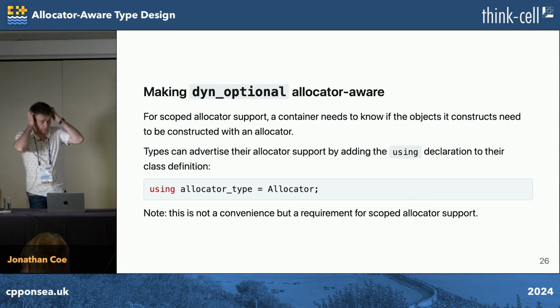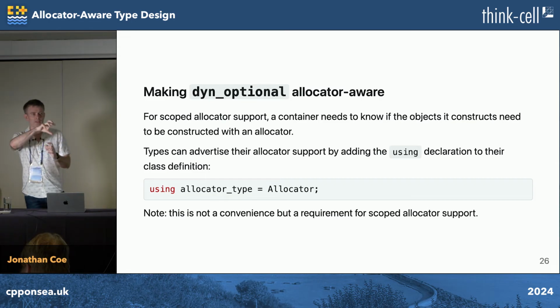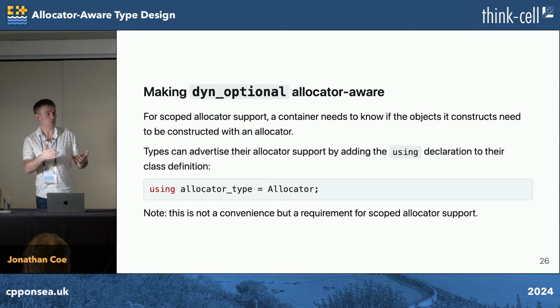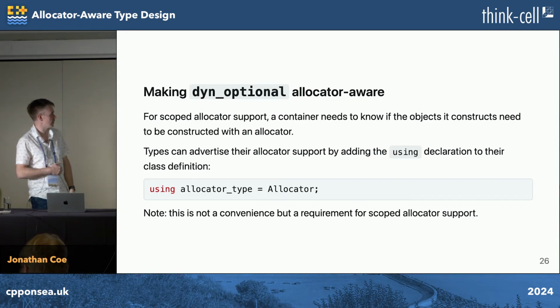So for scoped allocator support, we want to make our dynamic optional type allocator-aware. What that means is that when it's used in a container, if the container is using allocators, when it creates one of the objects it is able to create, it'll look at the object and say, do you need an allocator? And if the object wants to say yes, it needs to opt in by defining this allocator type def internally. So that will advertise allocator awareness to any container which might contain an instance of your object.